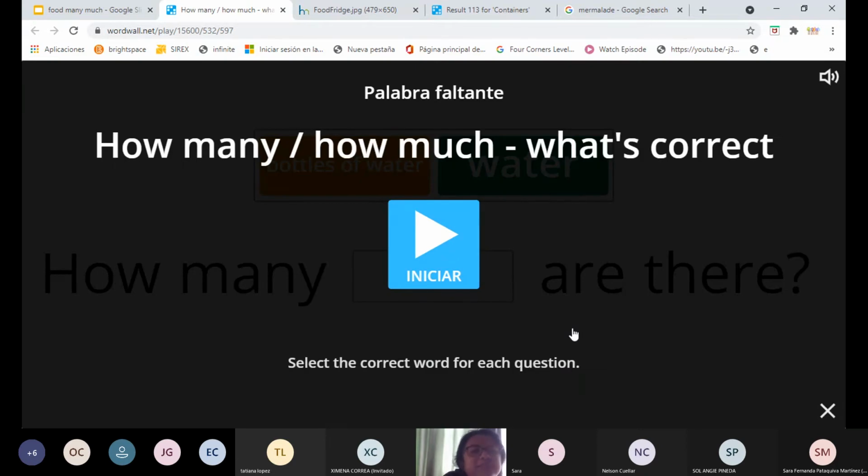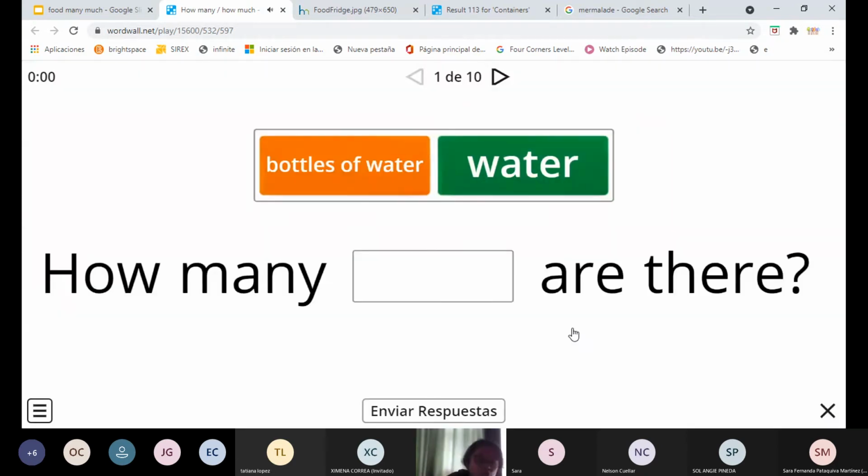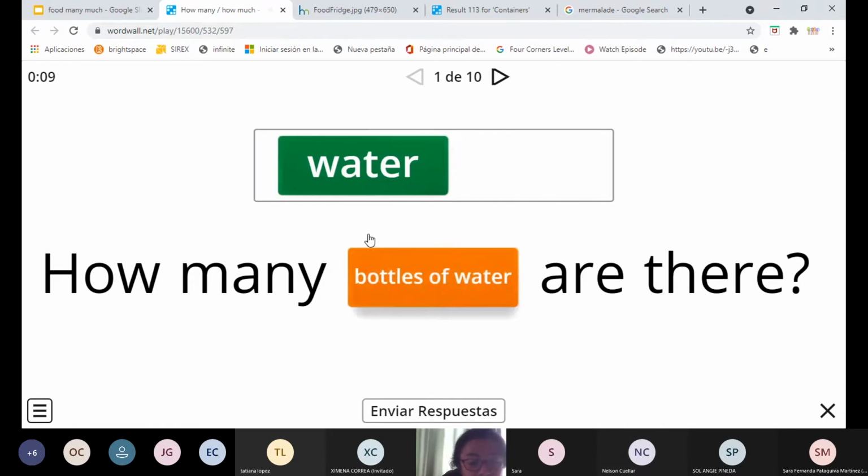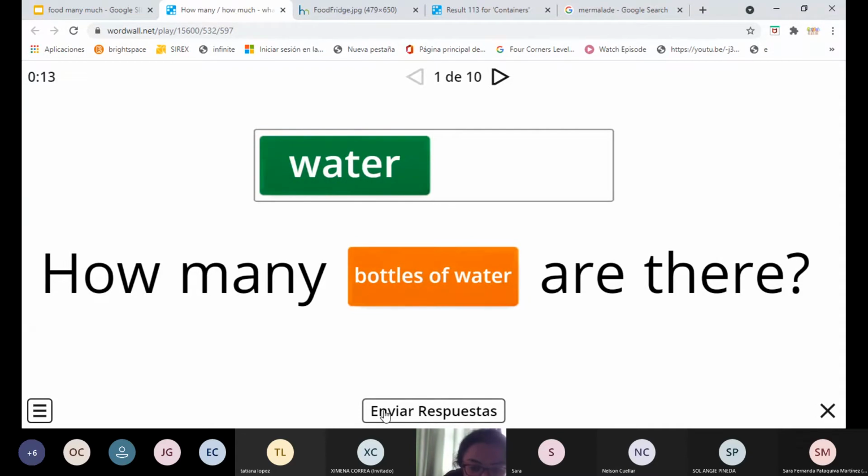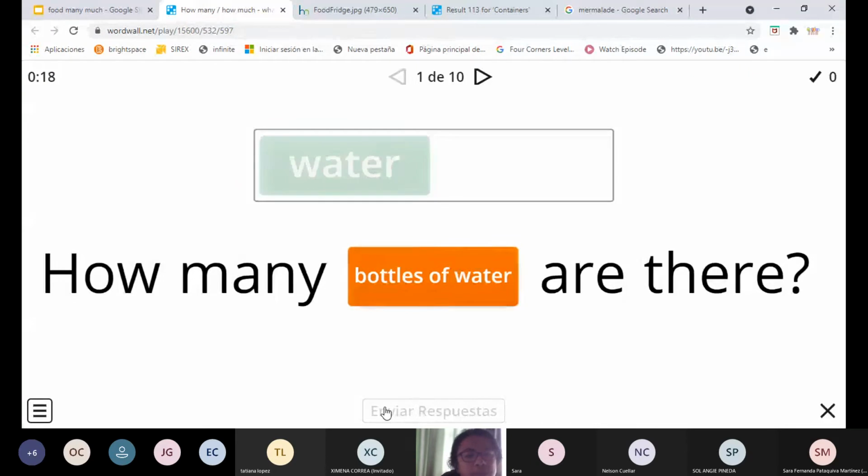In this case, guys, for example, we have these two options. What is the correct answer? How many bottles of water or how many water are there? Bottles of water. Exactly. El agua no la contamos, pero las botellas sí. Por eso vamos a seleccionar bottles of water. Guys, don't forget to click on enviar respuestas. Cada vez que seleccionen, don't forget to click on enviar respuestas.